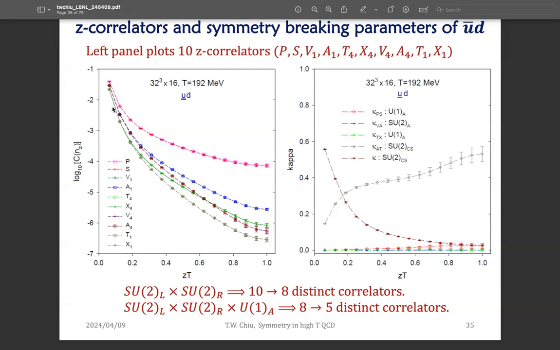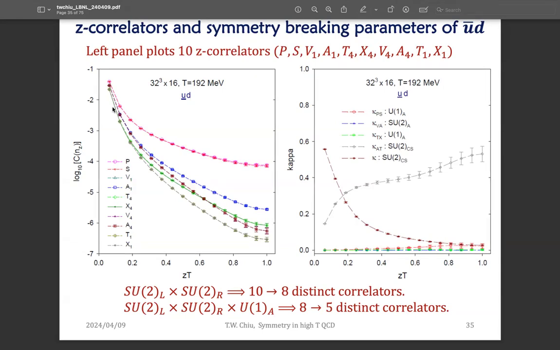tensor vector, axial tensor vector, but this is the fourth component. And now you only see 5 of them, right? Because the others are degenerate. They degenerate together. So the guideline is this.